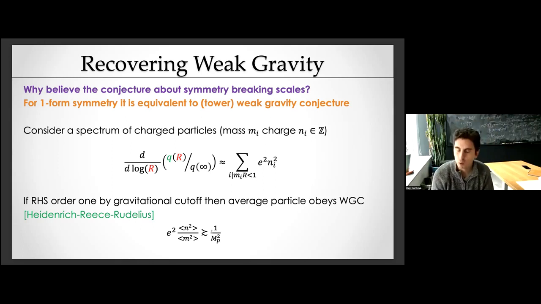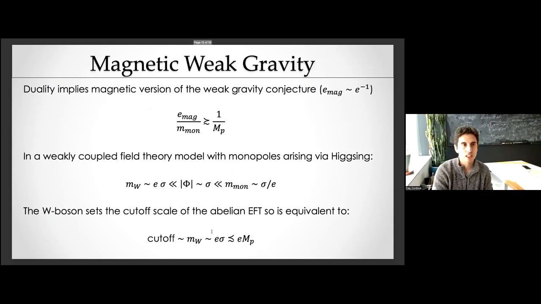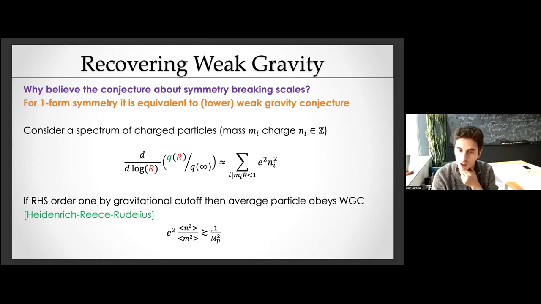I said this kind of wild conjecture that maybe symmetry is broken badly at the Planck scale in effective field theory, and at least for one-form symmetry, when you investigate it in this context, this is just equivalent to the weak gravity conjecture. So the weak gravity conjecture can be rephrased as a statement about symmetry breaking scales of the one-form symmetry. And that's a nice intrinsic way to say what that conjecture is really about.